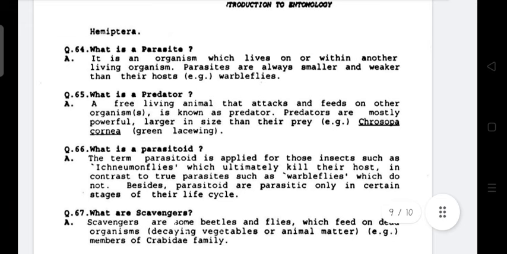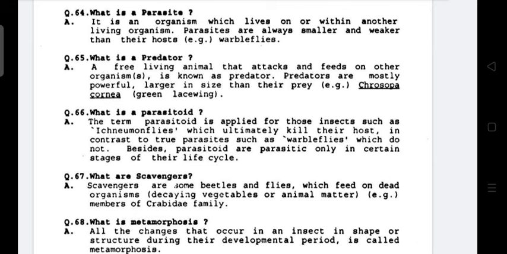What is a parasite? It is an organism which lives on or within another living organism. Parasites are always smaller and weaker than their host, like warble flies. What is a predator? A free living animal that attacks and feeds on other organisms is known as a predator. Predators are mostly powerful and larger in size than their prey, like Chrysoperla carnea.